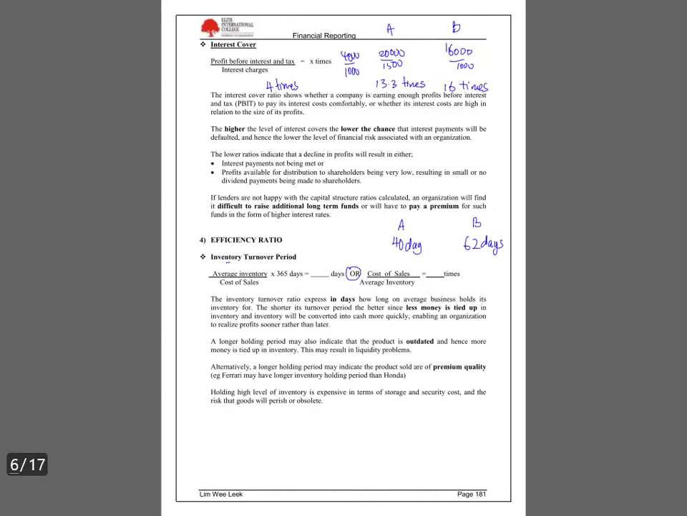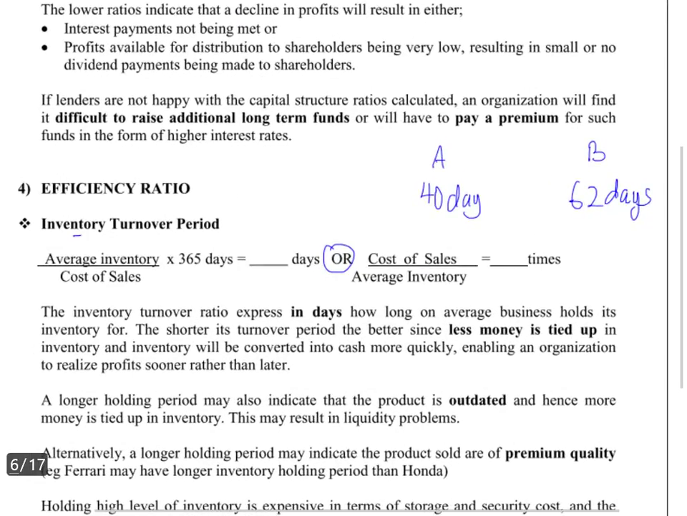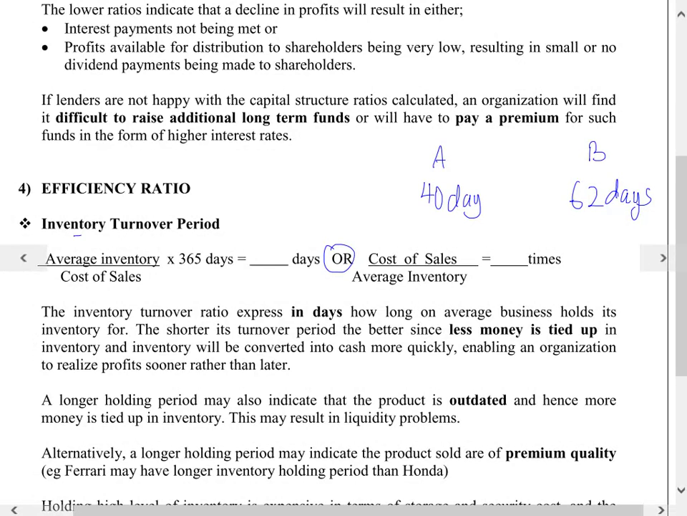Okay, 40 and 62. One more thing here. When you are taking longer to turn over the inventory, or you keep it longer, is this going to affect your cash flow? Yeah, because when you buy inventory, if you do not sell, you have no cash inflow. So your money will be stuck in the inventory.